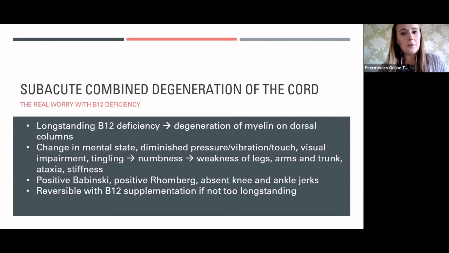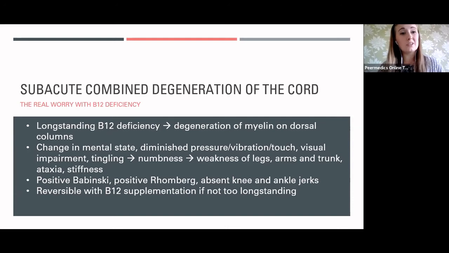So it tends to start out with your patient showing signs of being a bit depressed, or they've got tingling in the fingers or something like that. But yeah, their pressure and vibration sense will start to diminish. They start to get ataxia, stiffness, and a mixture of lower motor and upper motor neuron signs. So positive Babinski, or toe jerk, positive Romberg sign, absent knee jerks and ankle jerks.